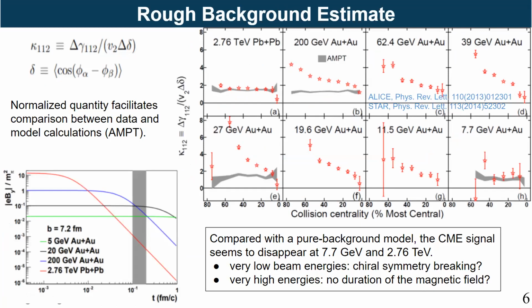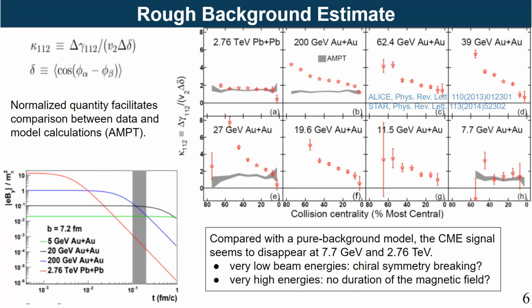So our early attempt to mitigate the background is we want to compare our measurement with some model. And the model has no CME, so it is pure background. To do that, we need to normalize the delta gamma because the model may not be perfect. It may not reproduce everything. But this normalized quantity is a better comparison.